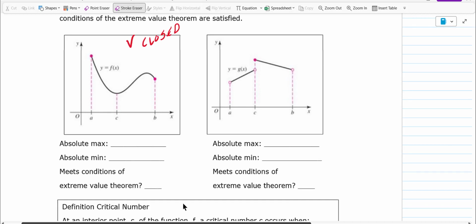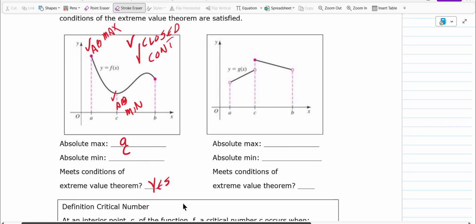Now the other question is, is this continuous? Is that graph continuous on the whole thing? Yeah, there's no breaks. So that means yes, it meets the conditions of the extreme value theorem. That means that graph is guaranteed to have an absolute max and an absolute min. Does it have an absolute max? Yeah, at A, that's your absolute max. Does it have an absolute min? C, yes, right there.